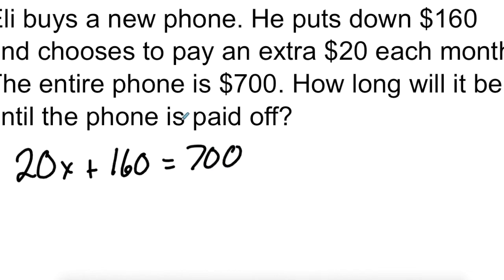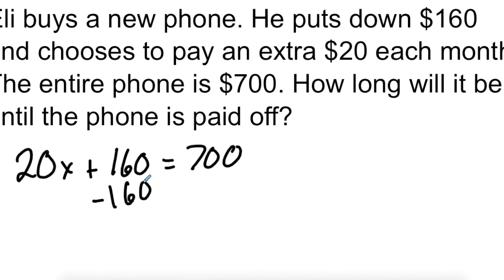Now, the reason we're doing this is Eli buys the phone at $160. That's the money he paid into the phone. And he's paying $20 per week, which is why this is shown as our rate of change. So I can actually figure out how many months it's going to take for Eli to pay off the phone.